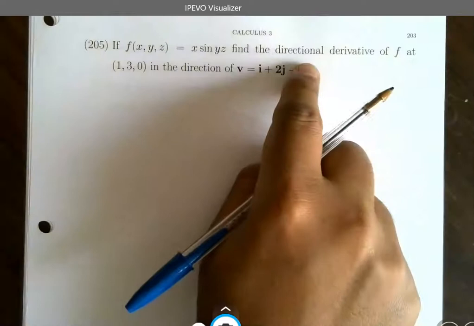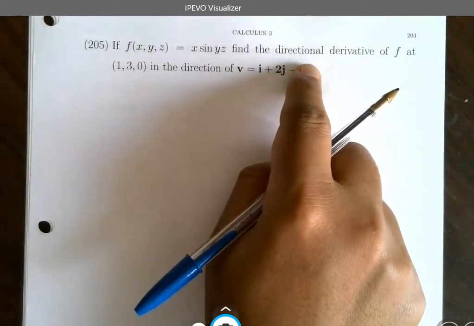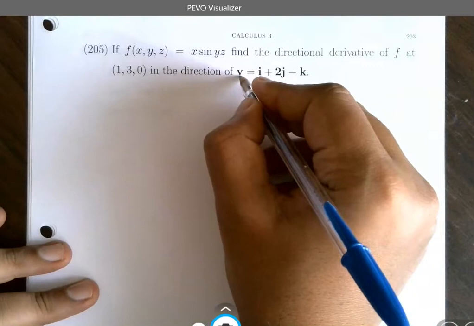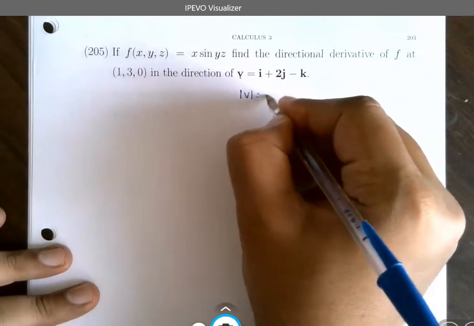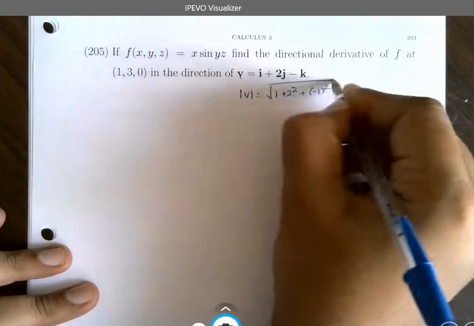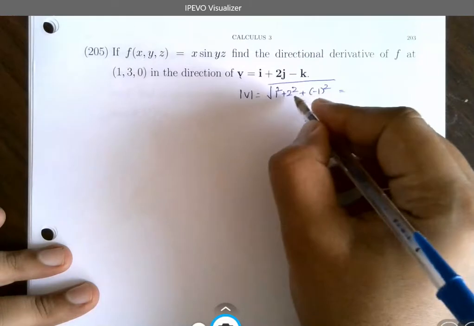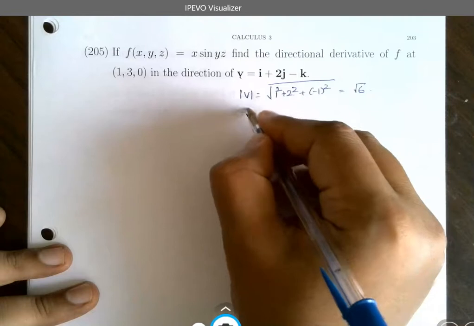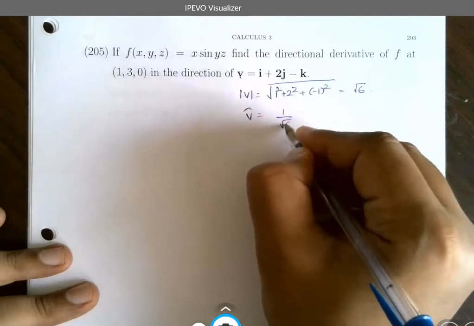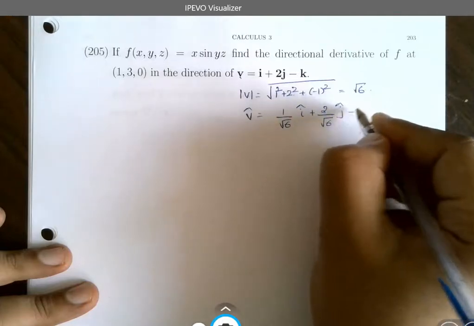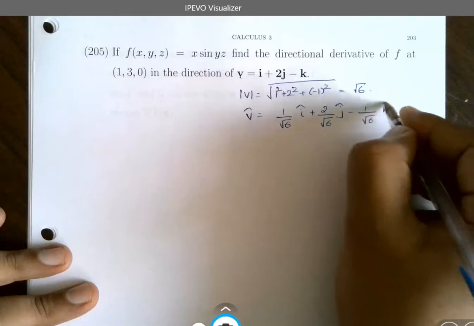Now find the directional derivative of the function f. So the previous problem is going to come in handy for this. First of all, let's make sure that v is a unit vector. Magnitude of v is going to be square root of 1 plus 2 squared plus negative 1 squared. So 1 squared is 1, plus 4 is 5, plus 1 is 6, so square root 6. So the unit vector of v is going to be 1 over square root 6 i plus 2 over square root 6 j minus 1 over square root 6 k.